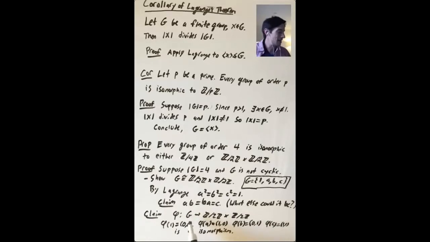And what I claim is that you can define a map from G to Z mod 2Z cross Z mod 2Z that's a bijection by specifying where each of the 4 elements of G gets sent. And you can show that it's an isomorphism in a totally brute force way by showing phi of G1 times G2 equals phi of G1 plus phi of G2 for any G1 and G2. Here's one choice of map that will work. Send the identity to the identity. Send A to (1, 0), B to (0, 1), and C to (1, 1). There are many other choices that would work, and you can just check that this is an isomorphism.